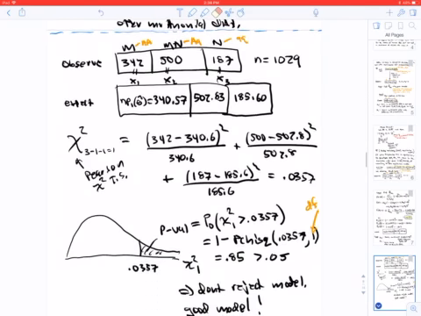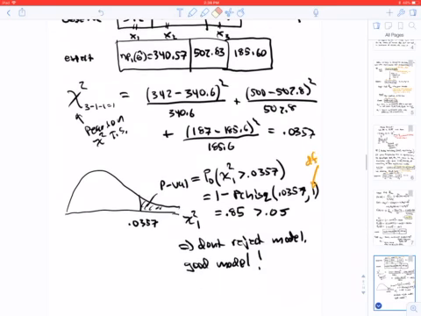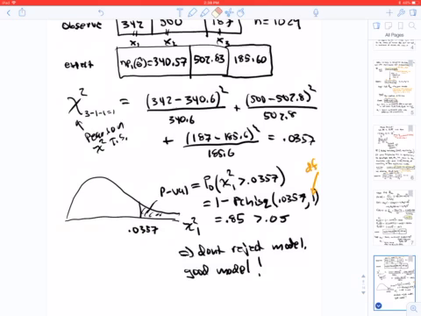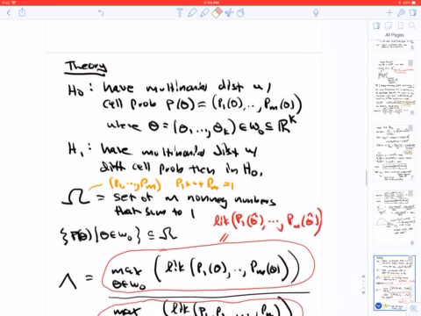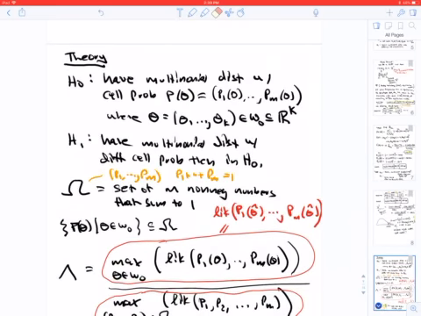Okay. So now we have our observed and expected tables, and we can calculate our chi-squared test statistic as shown. And this is a one-sided test, so we can compute, if we wish, the p-value for our test statistic and find that it is greater than 0.05. So the p-value was greater than our significance level, so we would not reject the model. So it is a good model.